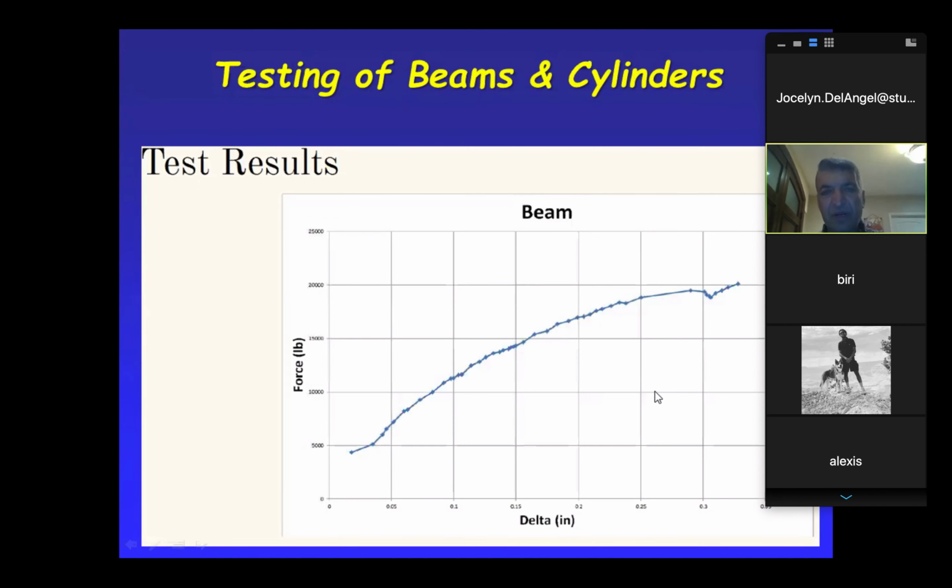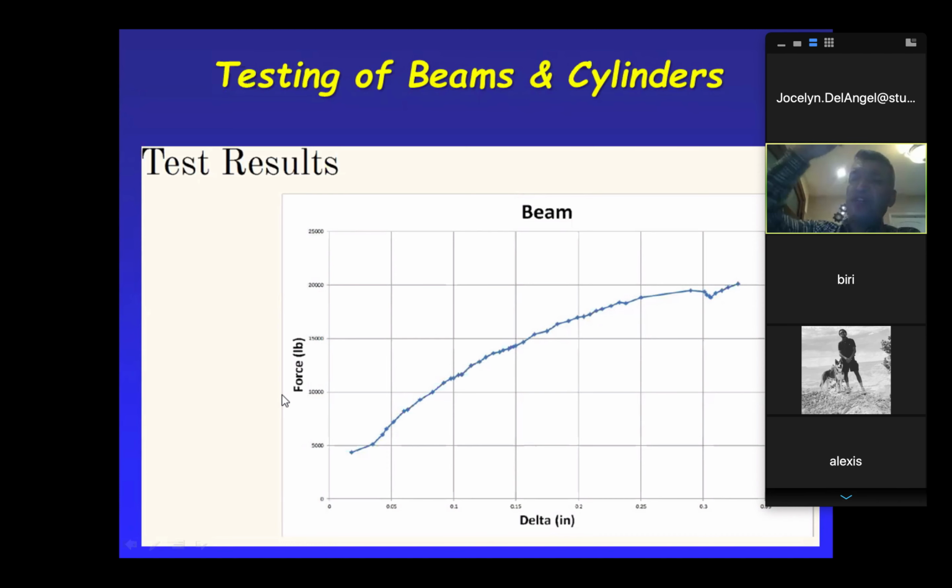All right, then what we did is we plotted the force versus deflection. Let me move this up. So this is testing of beams and cylinders. So this is delta versus force. The delta values is what we read on the red gauge. Remember that red device? So those are the deltas, and you'll see the numbers in a second. And then what about the force? How did we get the force?